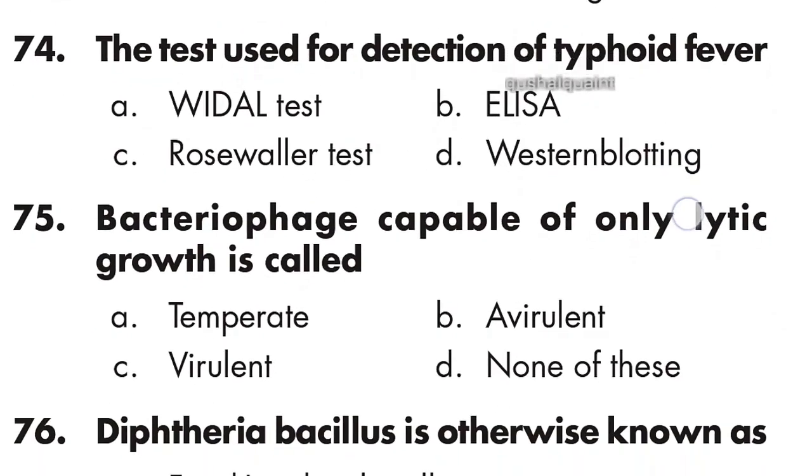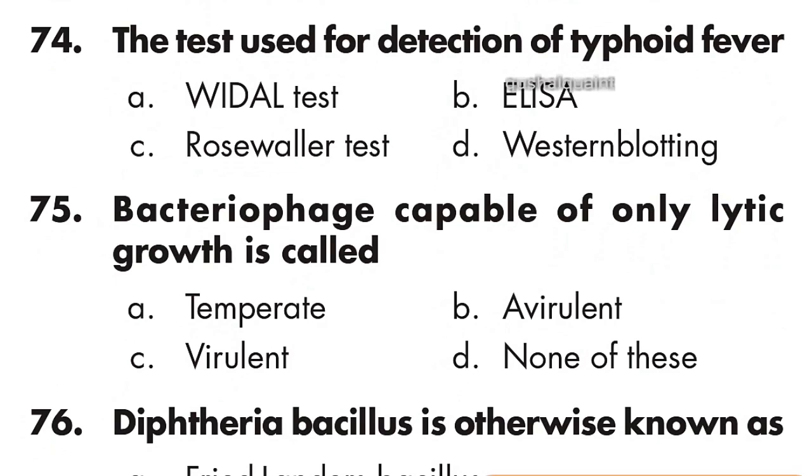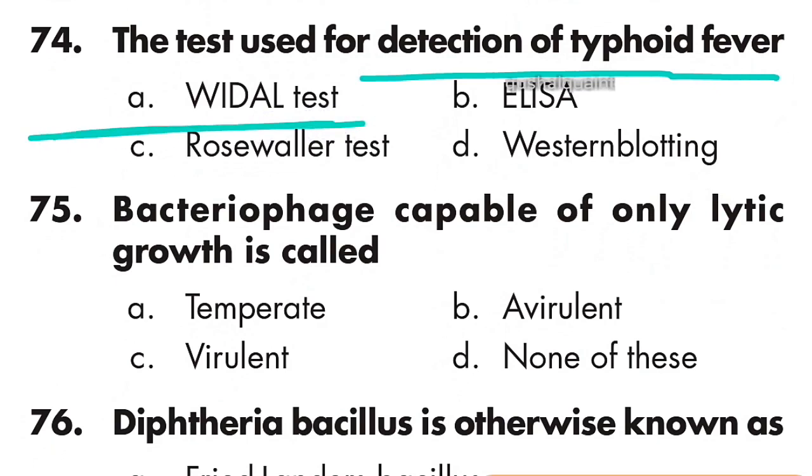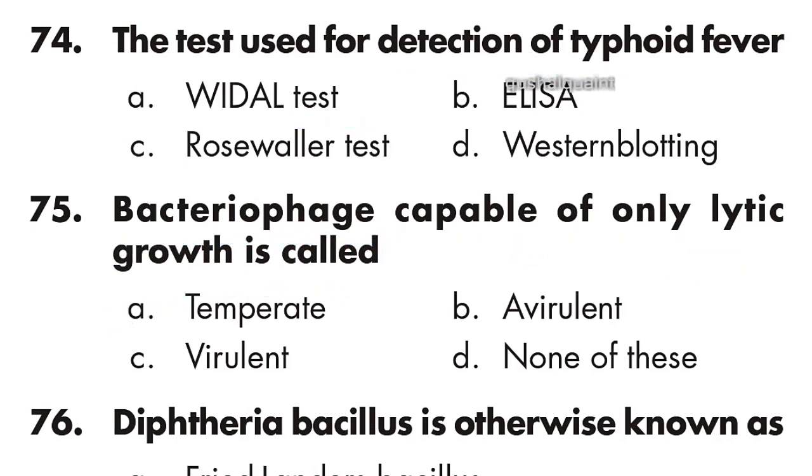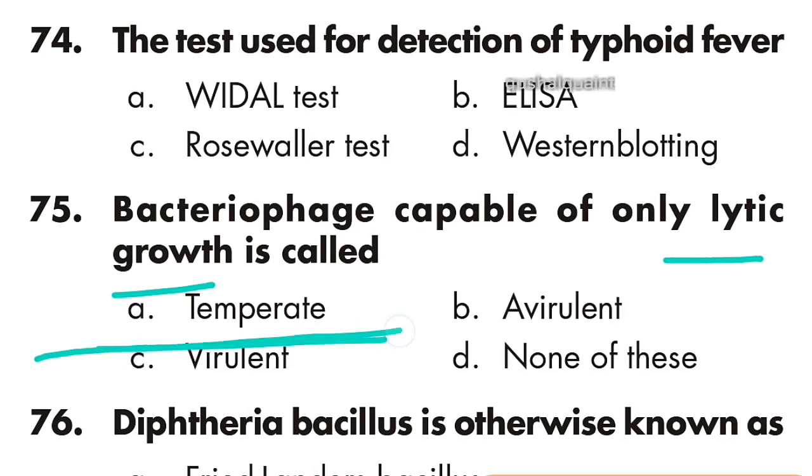Question 74: the test used for detection of typhoid fever is the Widal test. Option A is right, Widal test. Question 75: bacteriophage capable of only lytic growth is called temperate. Option A is right, temperate.